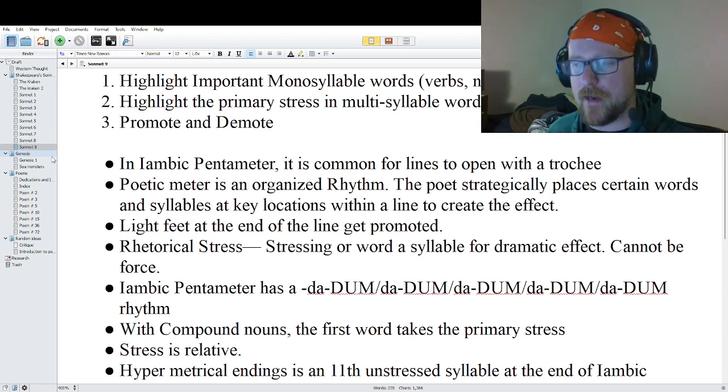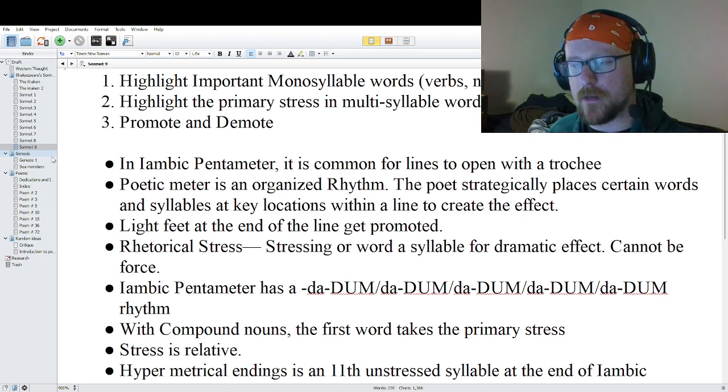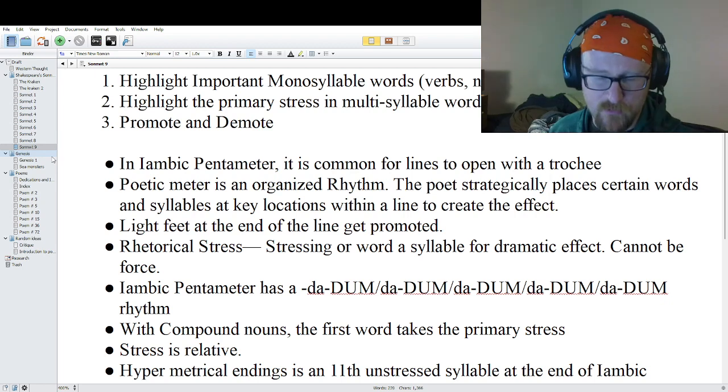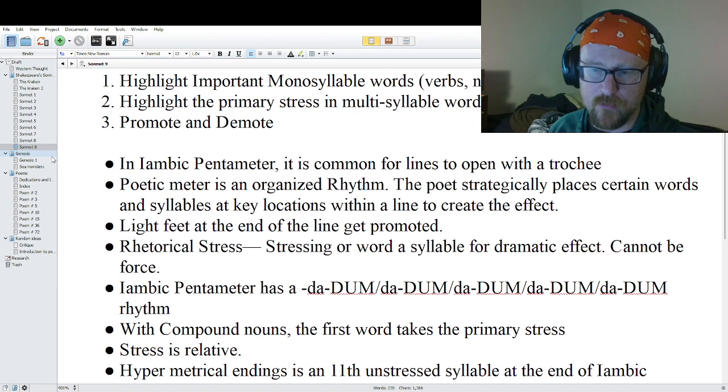The particular pattern that Shakespeare used is called iambic pentameter. Iambic pentameter is a five-beat line. It goes da-dum, da-dum, da-dum, da-dum, da-dum. Okay, as we will see in the examples down below.